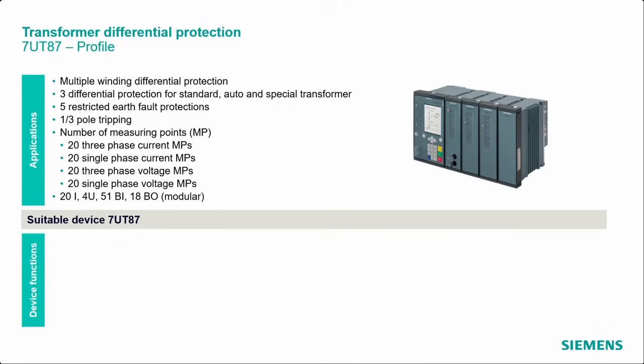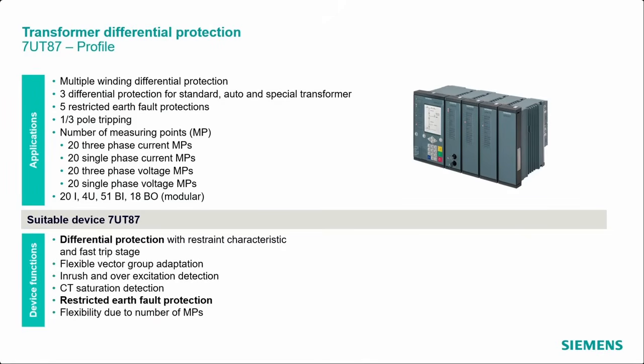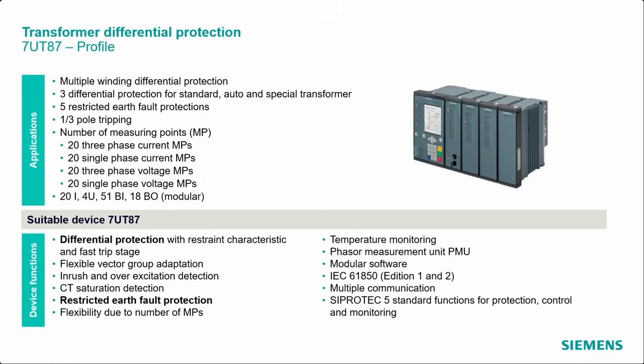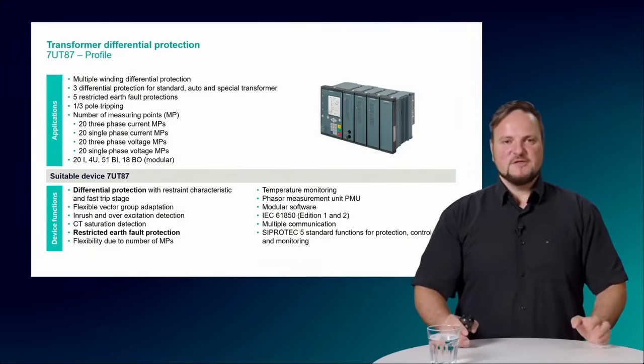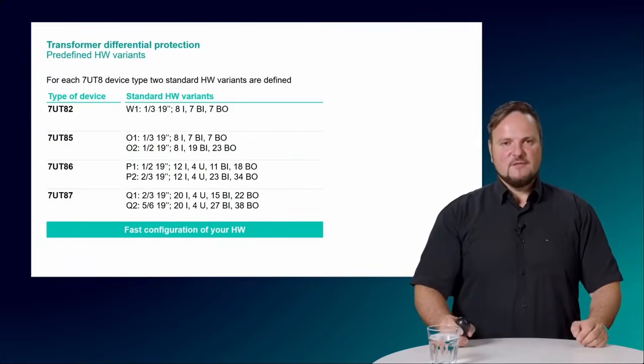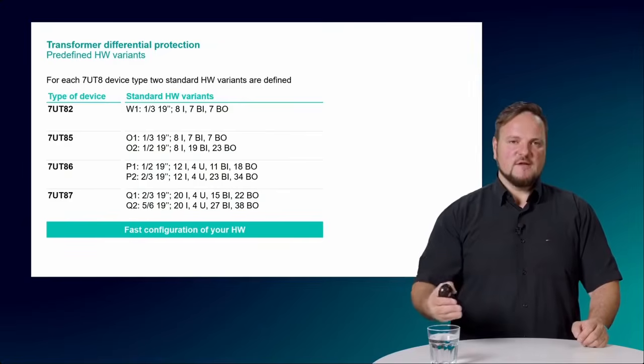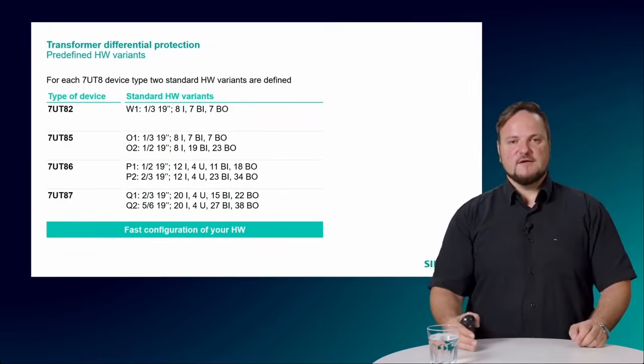But of course you have to deal with that in Dixie to see if it is possible to upload it to the device. The load model in Dixie tells you, okay, it is possible or not, or you have to delete some functions or not. So the rest is still the same as for the other devices. So this was a short overview about the transformer protection devices. I would like to give you on the next slide an overview about the predefined hardware variants.